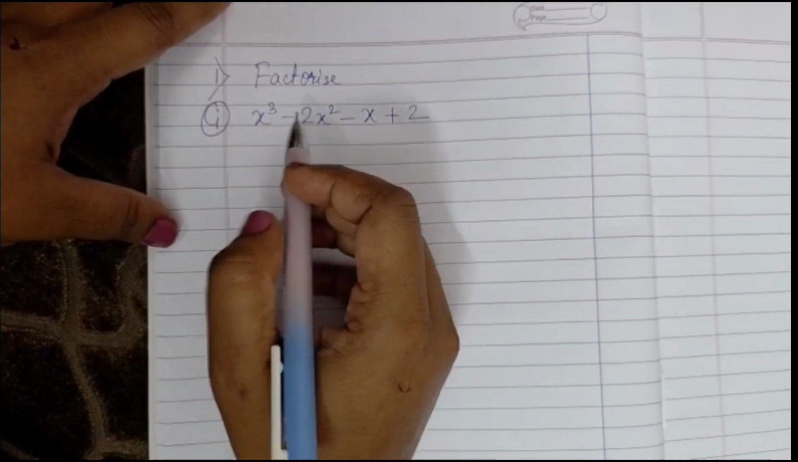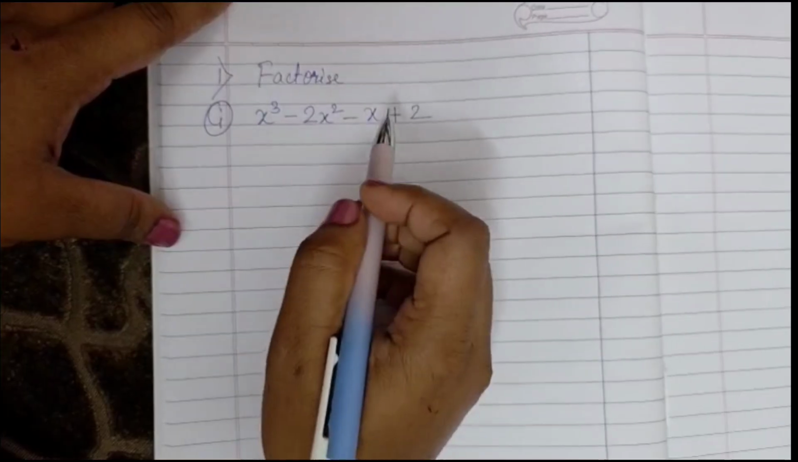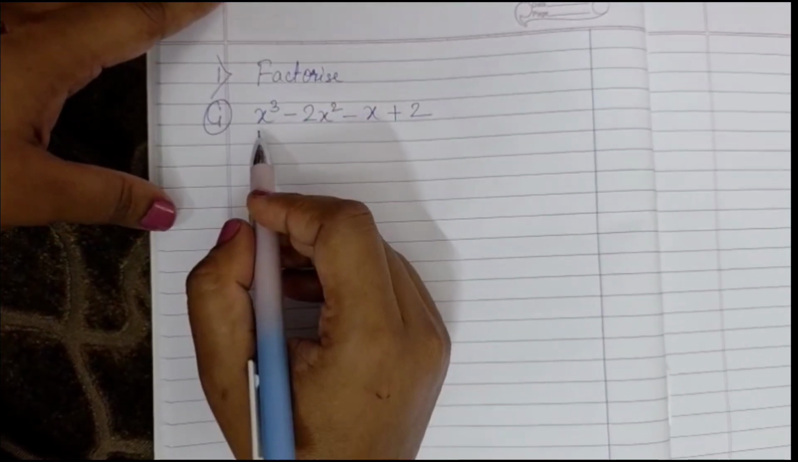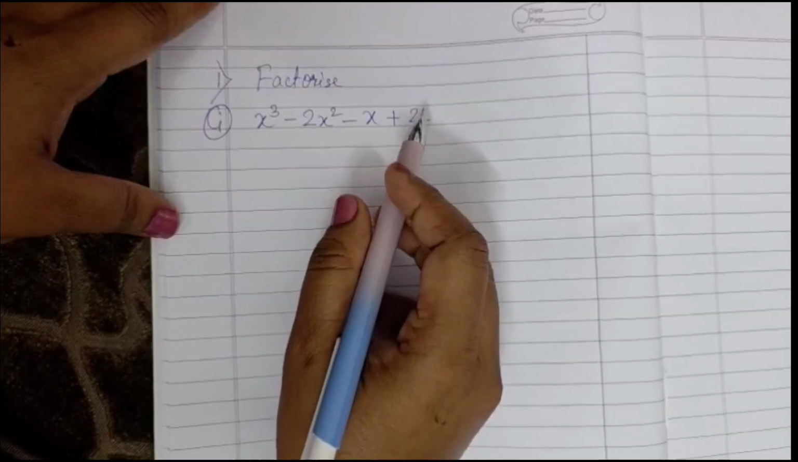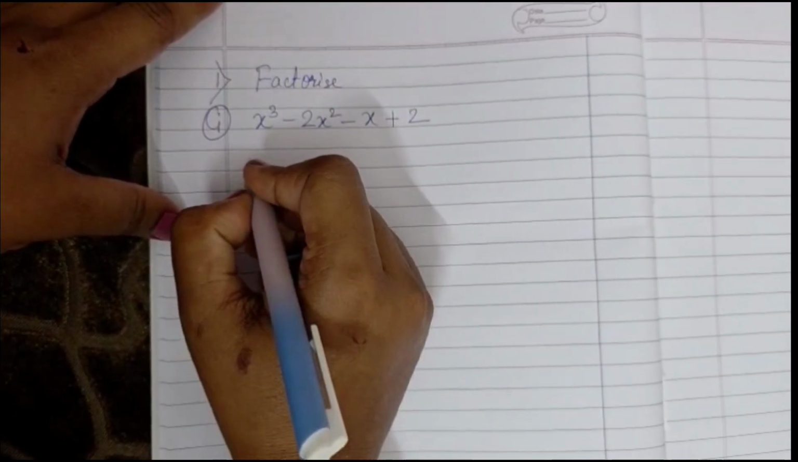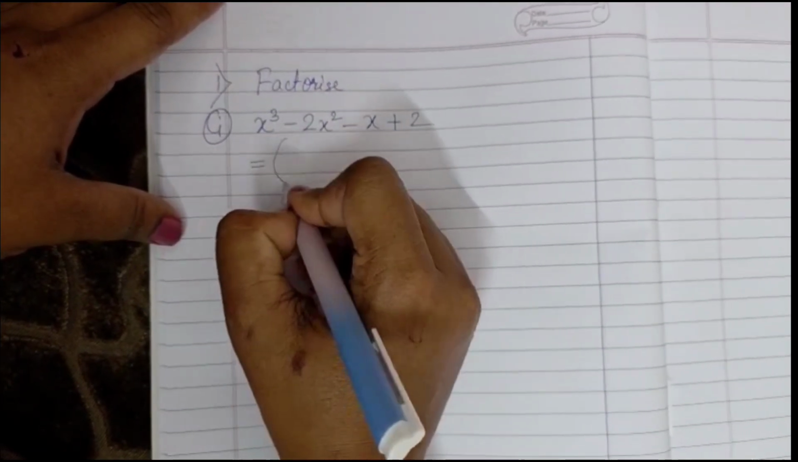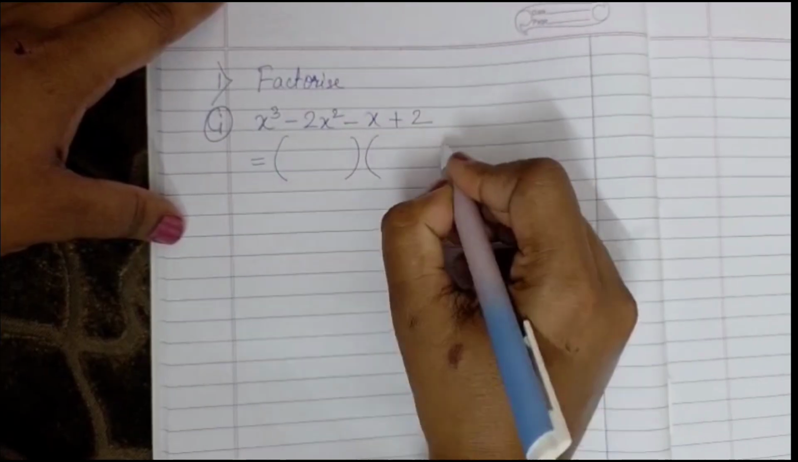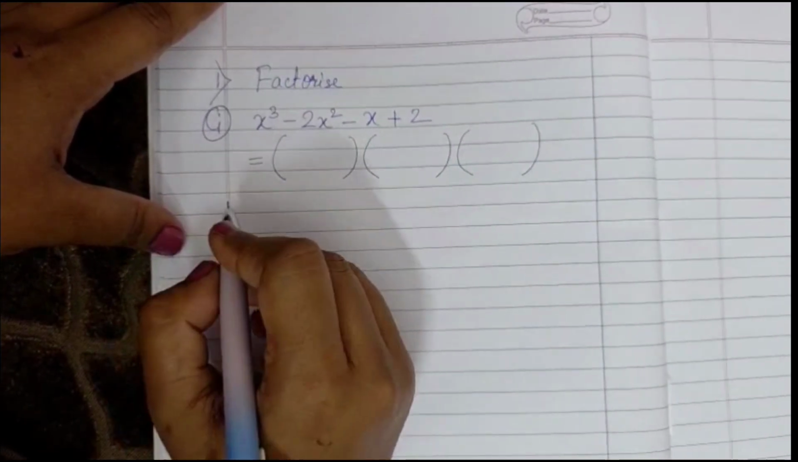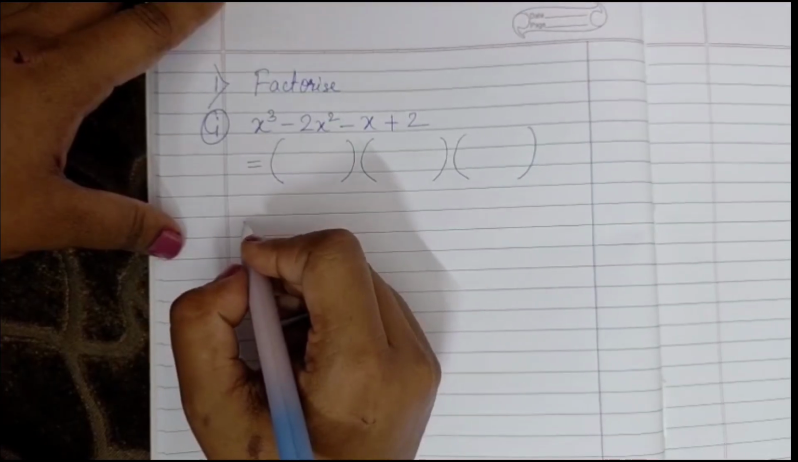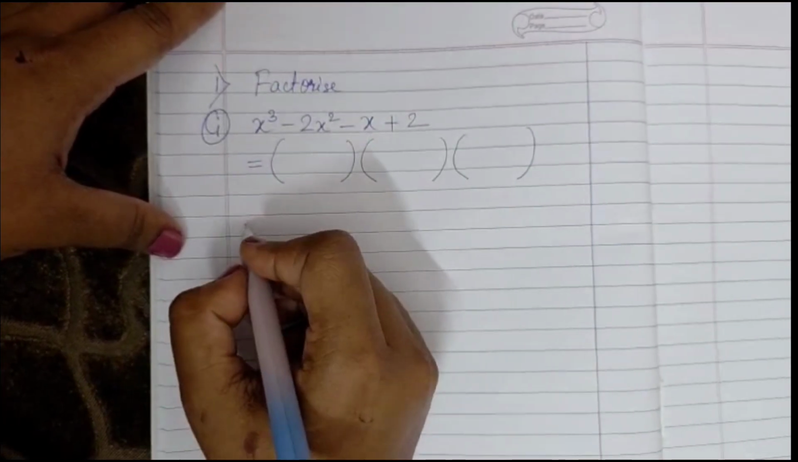Hello students, so now let's factorize the cubic polynomial. You can see the question, x cube minus 2x square minus x plus 2. We have to factorize it and bring out the three linear factors. Our first step for this is the trial and error method.